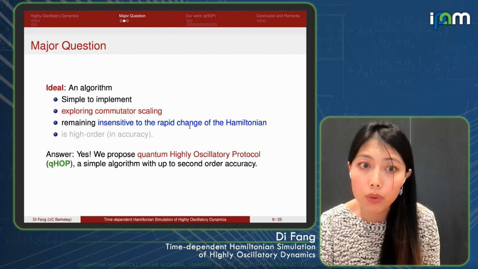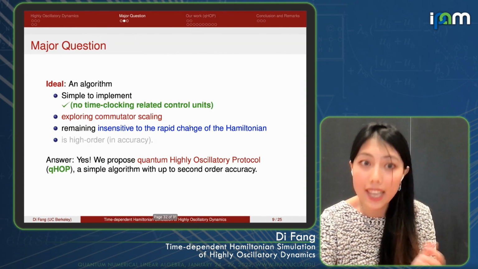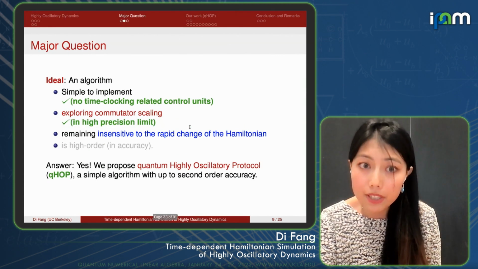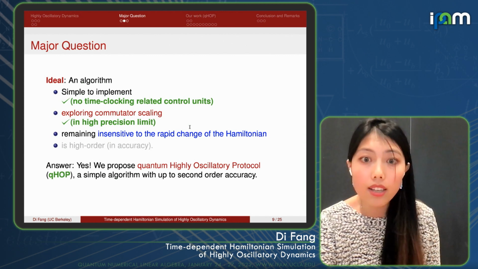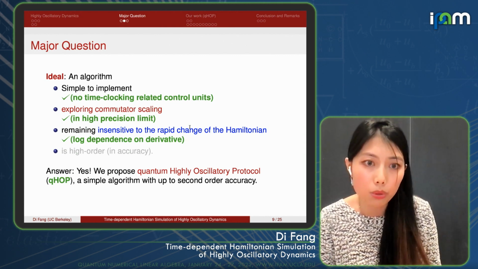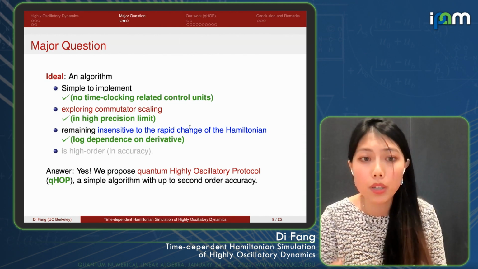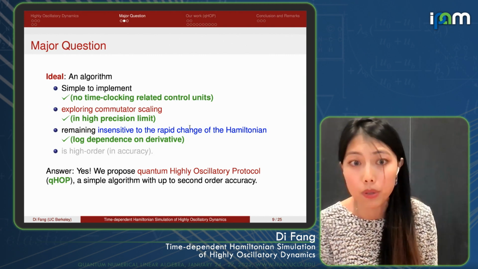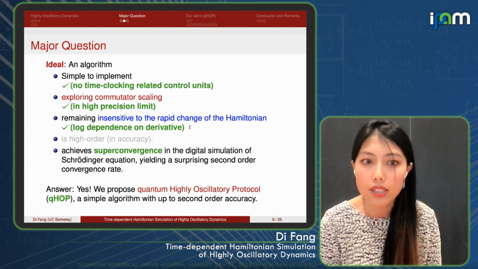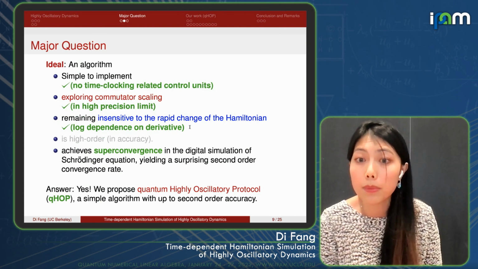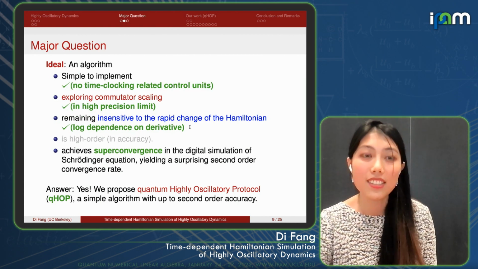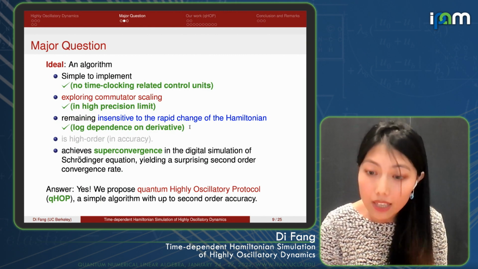Let's see precisely how our algorithm is able to check these boxes. First of all, yes, it's easy to implement. There is no time clocking or time ordering related unitaries. Second, in the high precision limit, it indeed has commutator scaling. Third, it has log dependence on the derivative. And lastly, although it's not easy to get a higher order generalization, maybe you want to ask, can we at least go beyond, say, the randomized protocol, which gave you first order? The answer is also positive. We were able to observe superconvergence in Schrödinger equation simulation, yielding a surprising second order convergence rate. This is definitely beyond first order convergence. So this is a quick summary of what we were able to achieve in the algorithm.